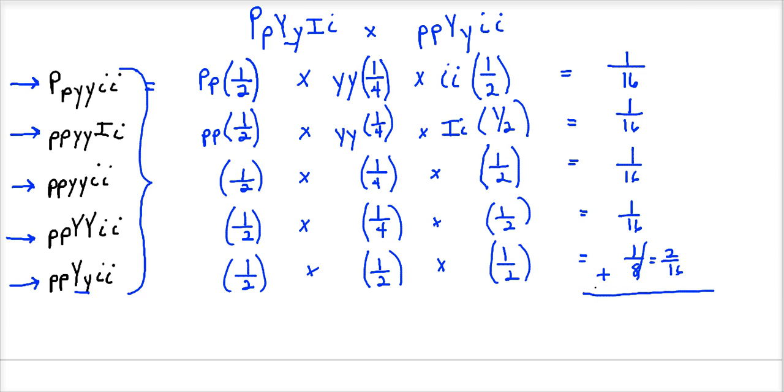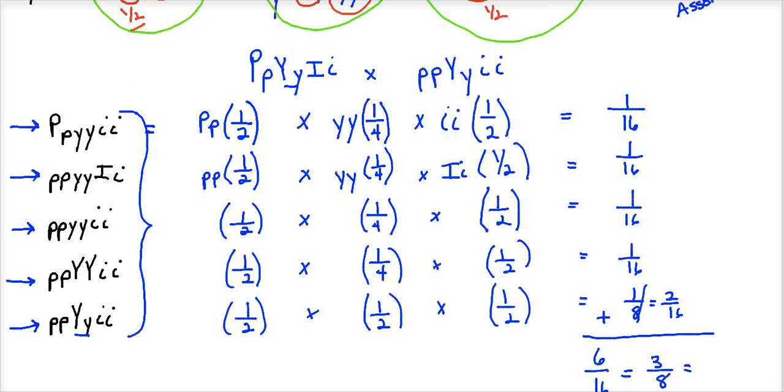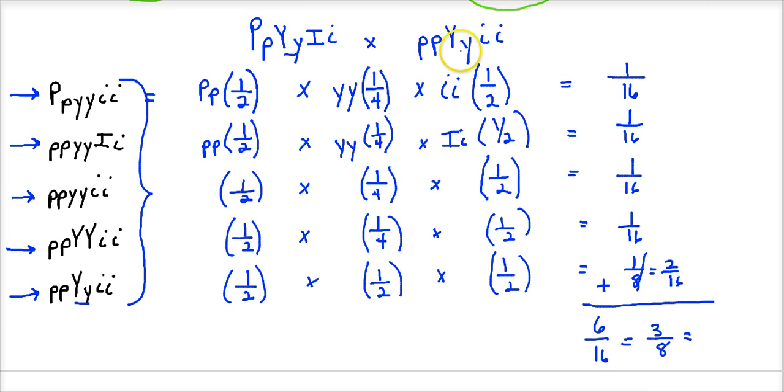So you add them together, and you get 1, 2, 3, 4, 5, 6. You get 6/16. And if you reduce that, 3/8. So you have a 3/8 chance between the cross of this mother and this father to come up with at least 2 of the traits, including 3, that will be homozygous recessive. And that, my friends, is your answer.